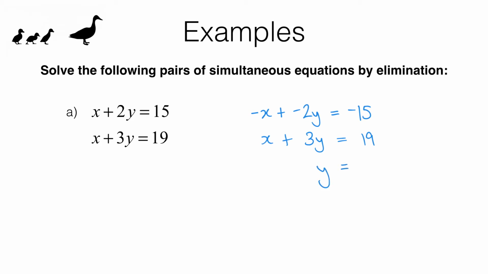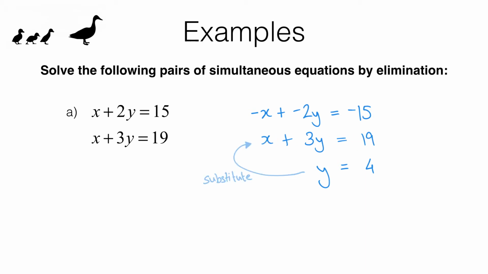And that's going to equal what we get when we add these together. Negative 15 plus 19 equals 4. So we've worked out the y value. Now we can substitute this in to any one of the equations we've got to find x. I'm going to use the one that's immediately above it.